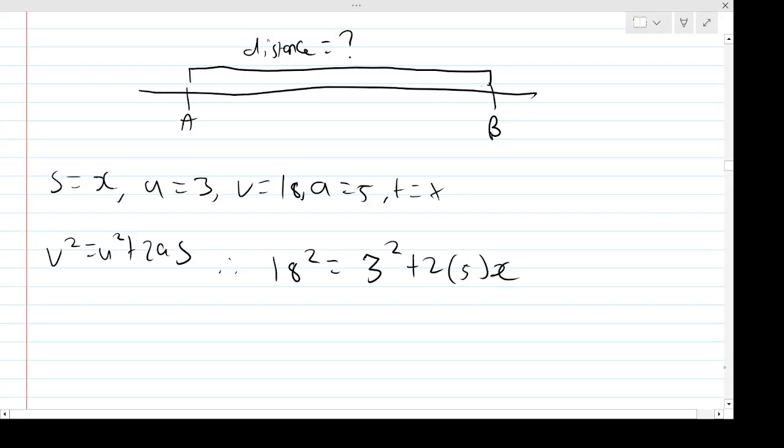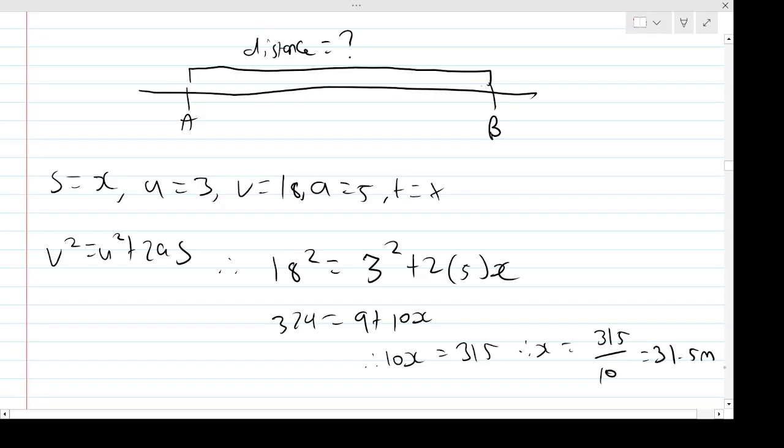Okay. There we are. So at that point, it's just solving an equation. Well, 18 squared, firstly, is 324. That's going to equal 9 add 10x. So if I solve for x, 10x is going to be 324 take away 9. That's 315. So therefore x is 315 over 10, which is 31.5 meters. So that is my distance from A to B. Okay, 31.5 meters. And that's it.